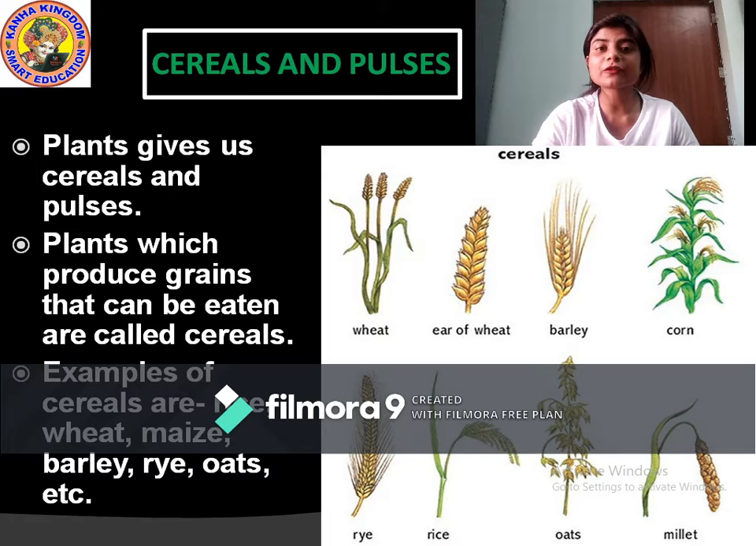These food grains are known as cereals. These food grains that are obtained from plants that can be eaten are known as cereals. C-E-R-E-A-L-S. Cereals.